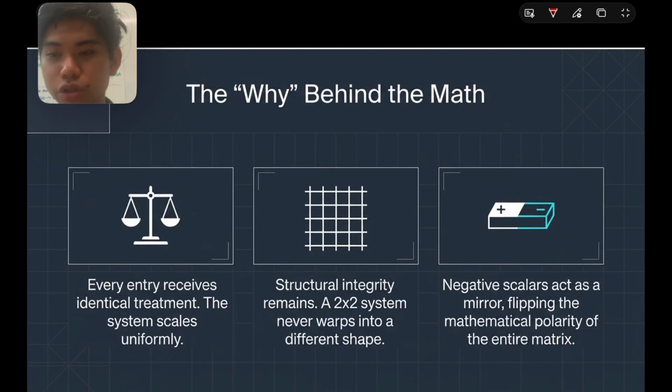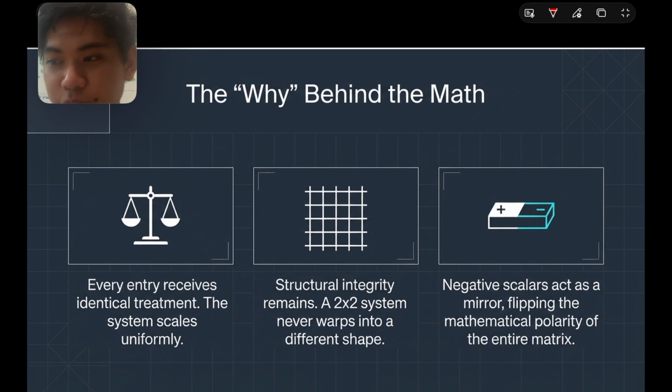Okay, so why is this important? Basically, scalar multiplication scales every value equally. Okay, so every entry receives the identical treatment, and so the system scales uniformly. Also, the structural integrity of the matrix remains. So a 2 by 2 system never warps into a different shape, right? And the negative scalars act as a mirror, basically flipping the mathematical polarity of the entire matrix, okay?